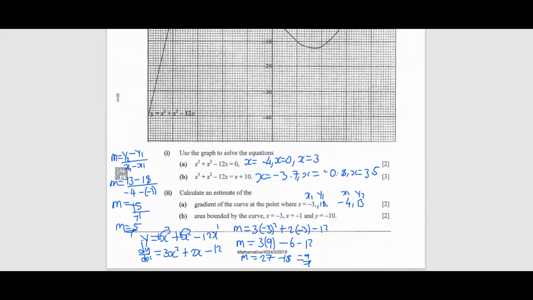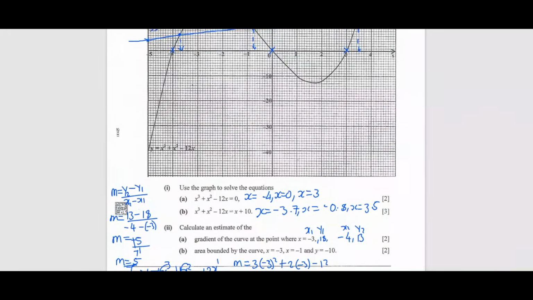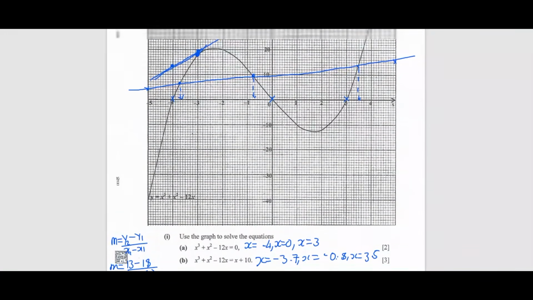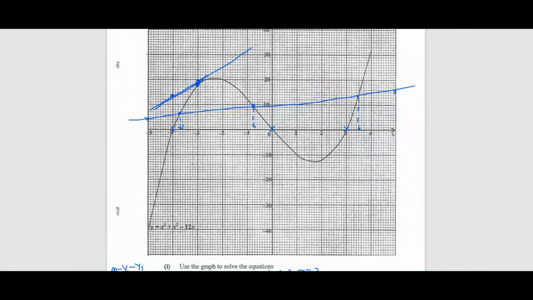Now let's look at what we are supposed to do. Let's look at the area. So area bounded by the curve where we have been given, where we want our curve. If you want more of these lessons about cubic functions, you can write in the comment section below so that I make more of these.